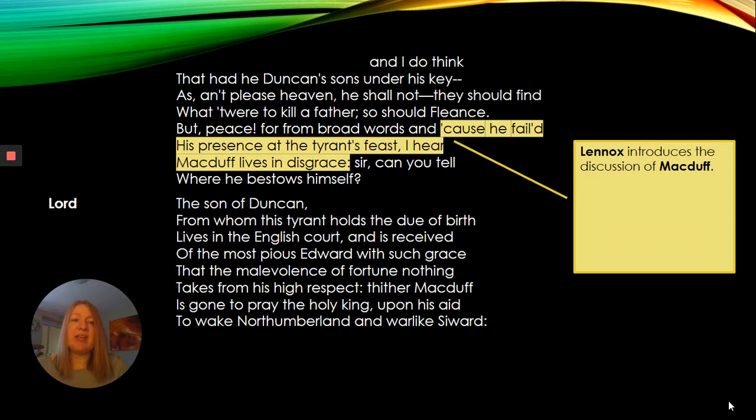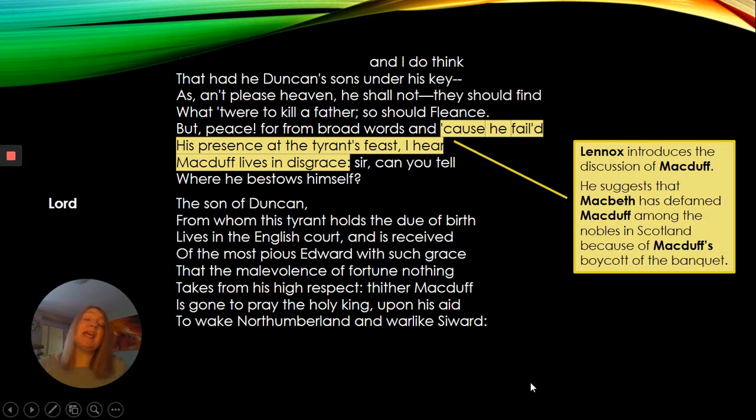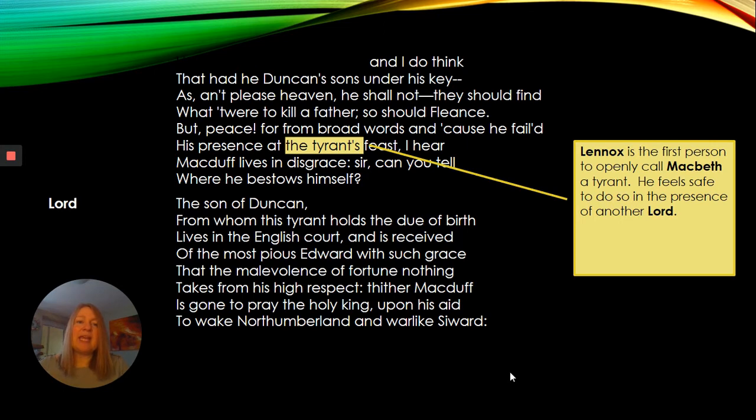Now, Lennox introduces the discussion of Macduff at this point, and he talks about Macduff being in disgrace because he didn't attend the banquet. And the link here is that Macbeth seems to have defamed Macduff's character amongst the lords because Macduff didn't turn up. But what's most interesting here is that he stops referring to Macbeth by name, and here he calls him the tyrant for the first time, and it's noticeable that he feels comfortable doing so in the presence of another lord. So in the past we've seen people be very careful about who they say what to, but here Lennox speaks quite freely and talks about Macbeth as a tyrant. So that tells us that there's some unity amongst the lords against Macbeth, that they agree that he is not a good king.